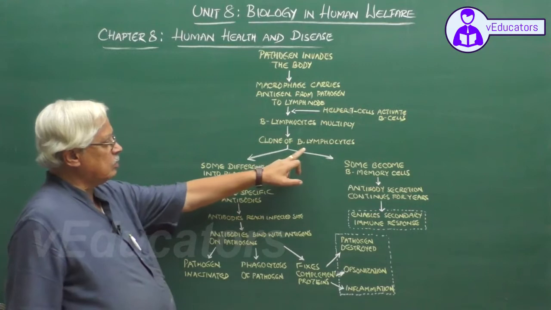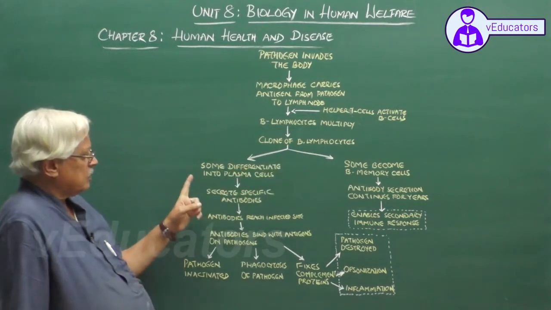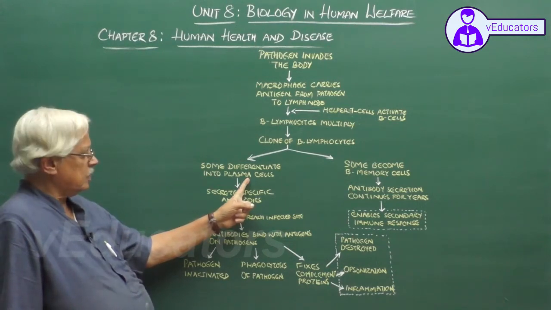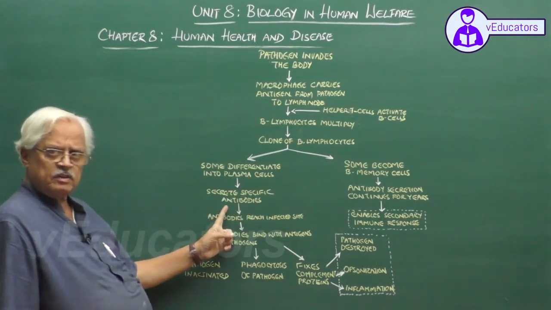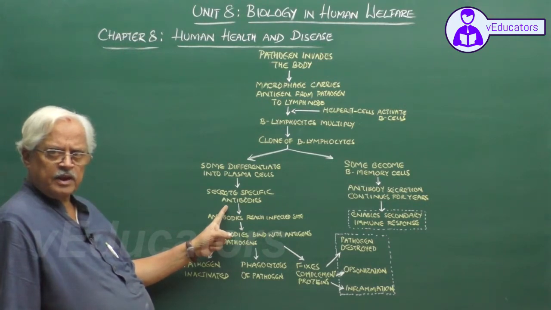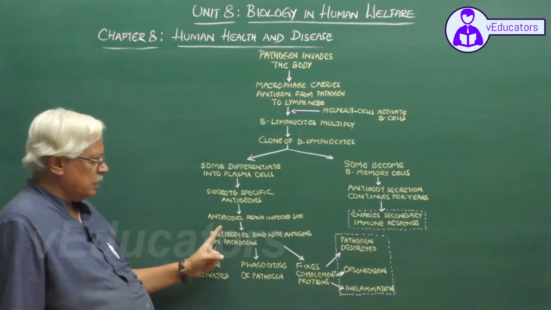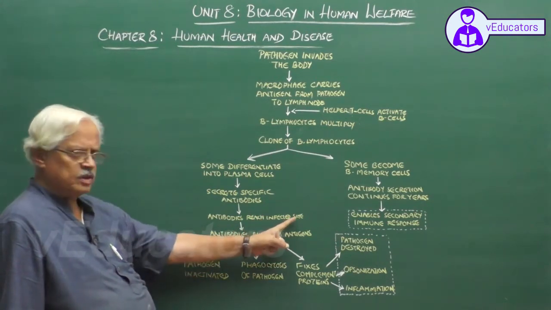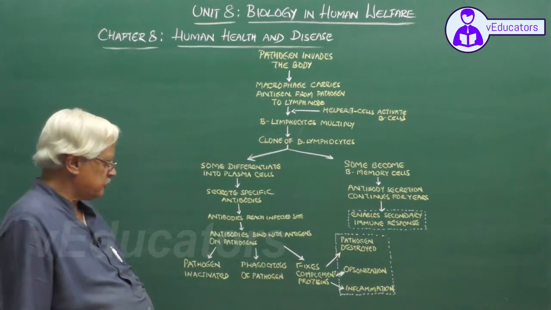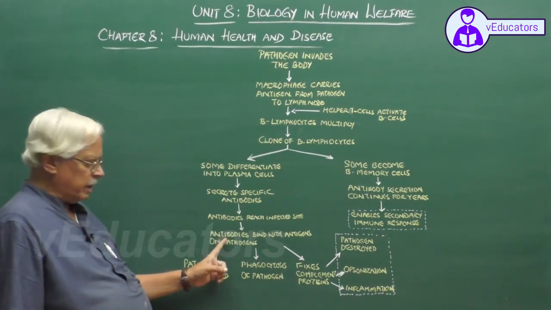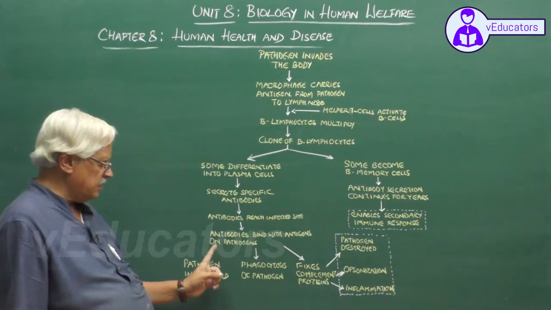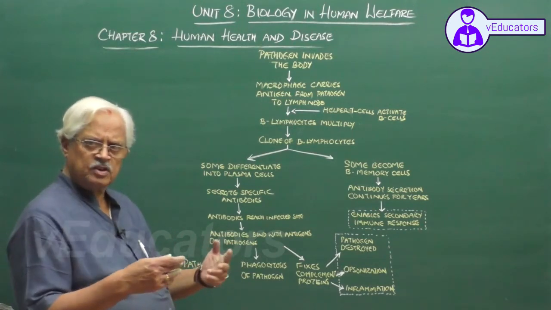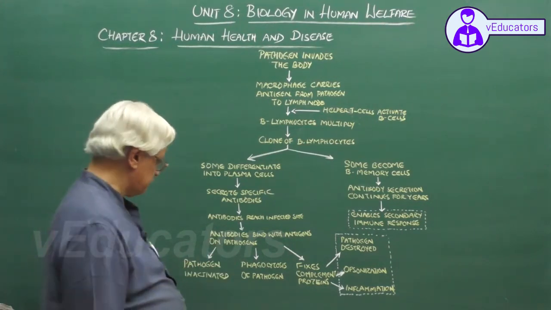Among these clone of B lymphocytes, some of them differentiate into plasma cells, and these plasma cells secrete specific antibodies. The antibodies, through the circulating blood, reach the infected site, where antibodies bind with the antigens present on the pathogens and form an antigen-antibody complex.